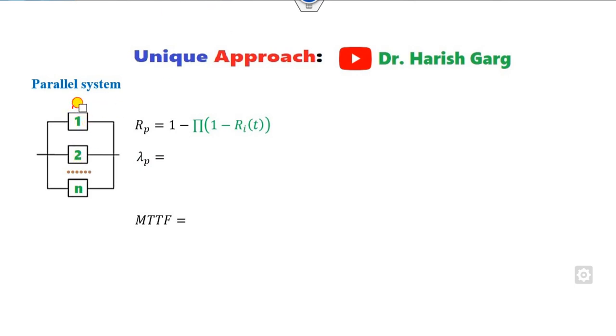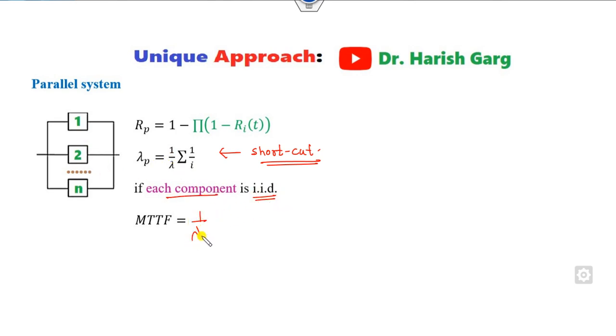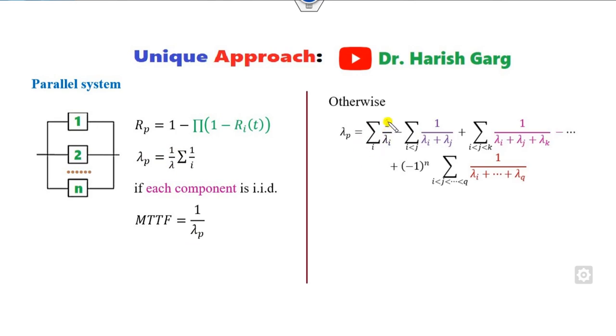First case: if I assume they have the same value, that is IID, then you can define the failure rate by using this shortcut trick. Remember, this is a very useful shortcut trick to solve the problem. This is applicable only when the components are IID. Then you can find this value as 1 over lambda p. What will happen if the components are not IID? Then the shortcut is 1 over the sum of lambda 1, lambda 2 up to lambda n, minus the two-combinations, plus the three-combinations, and so on.